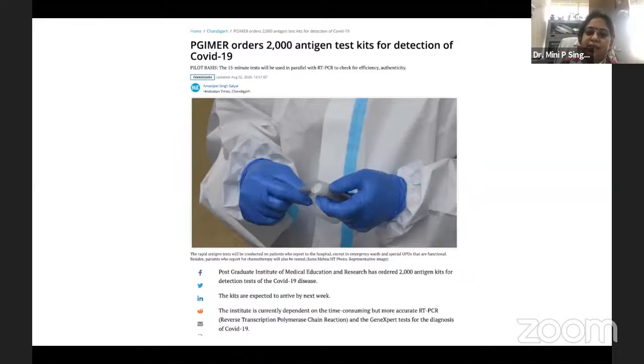So how does this differ from real-time PCR? This gives you a rapid test. Real-time PCR, as I mentioned, gives you results in 6 to 8 hours, and this gives you results within 30 minutes. The conventional PCR costs around 1,200 rupees. A GeneXpert would cost you around 2,000, while this antigen test would cost approximately 500 rupees. By spending only 30 minutes, you can get results, and this is usually a very good test.